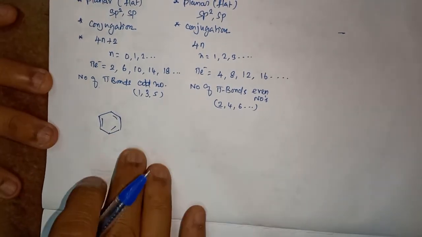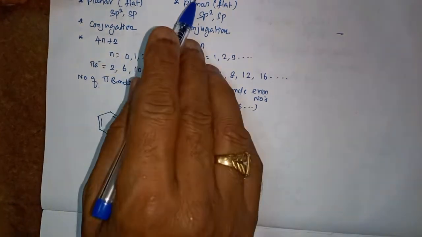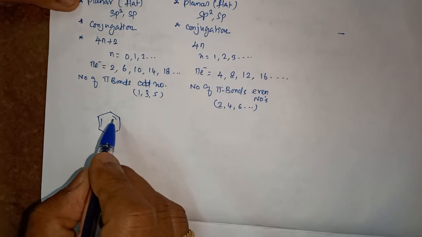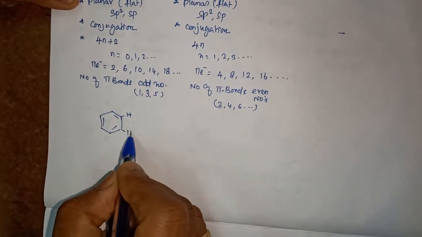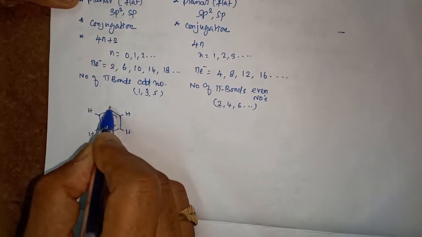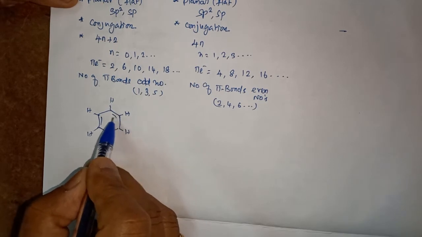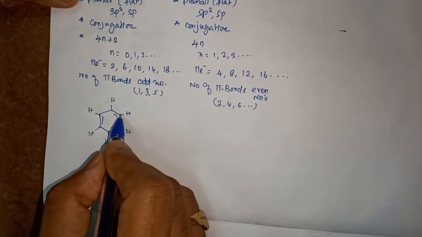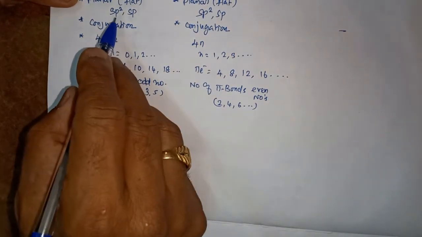We want to know whether it is aromatic. Now you see it is cyclic, it has a ring, and it is planar. Here one hydrogen, here one hydrogen, here one hydrogen. This carbon is surrounded by 3 sigma bonds and 1 double bond. 3 sigma bonds means its hybridization is sp2. Like this, all these carbons have sp2 hybridization.